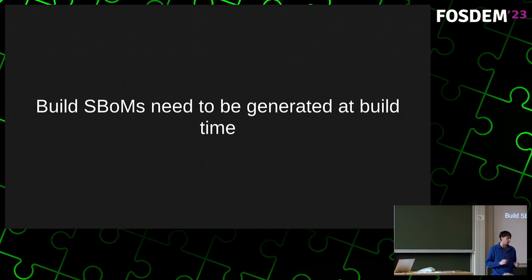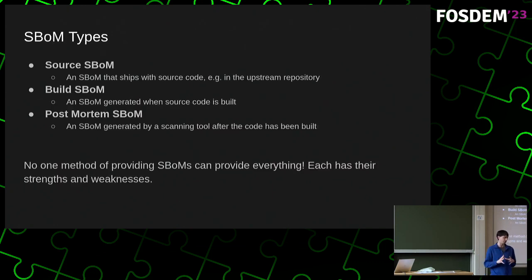So one of the key points is that it's really important to try to generate build SBoMs at actual build time. To explain that a little further, I'm going to compare generating SBoMs at build time versus two other ways that SBoMs are commonly generated, although these aren't the only other ways. So there's source SBoMs, which is like reuse or something that's just included with the source code. It's really cool. And then you've got post-mortem SBoM analysis.